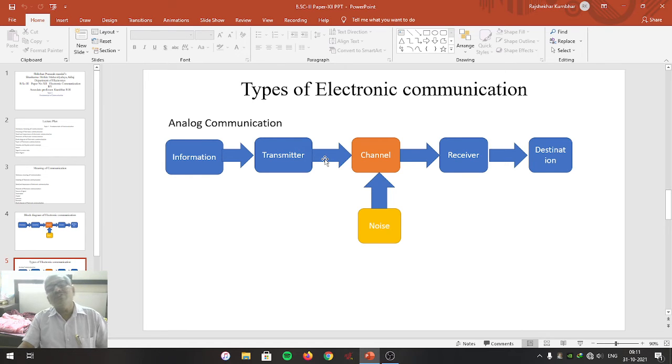As studied in the general block diagram, this transmitter converts the radio frequency signal into electromagnetic radiation which escapes into space. The space acts as a channel. Friends, this channel may be a wired channel or a wireless channel. If it is a wired channel, it may be optical fiber, coaxial cable, or simple cable.